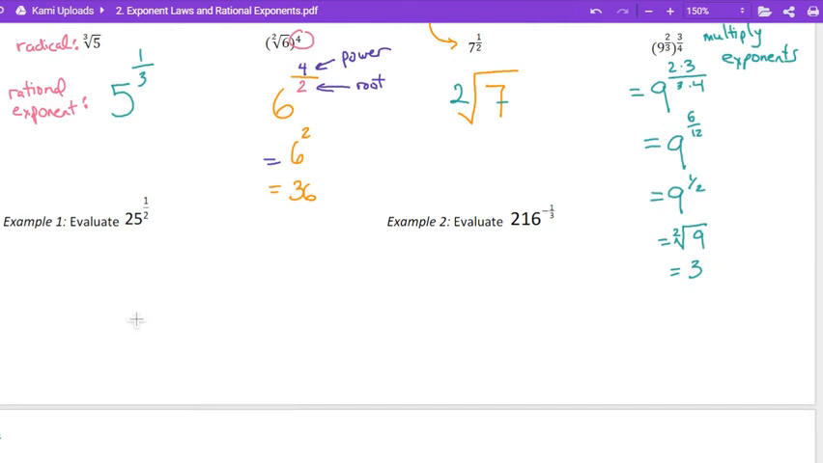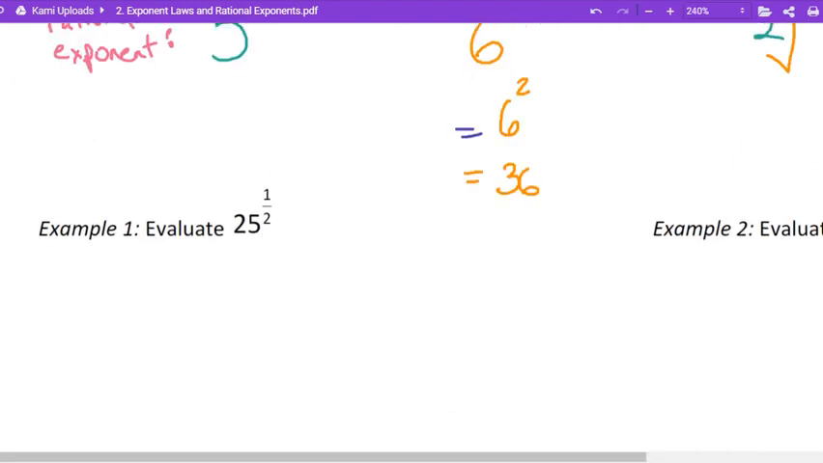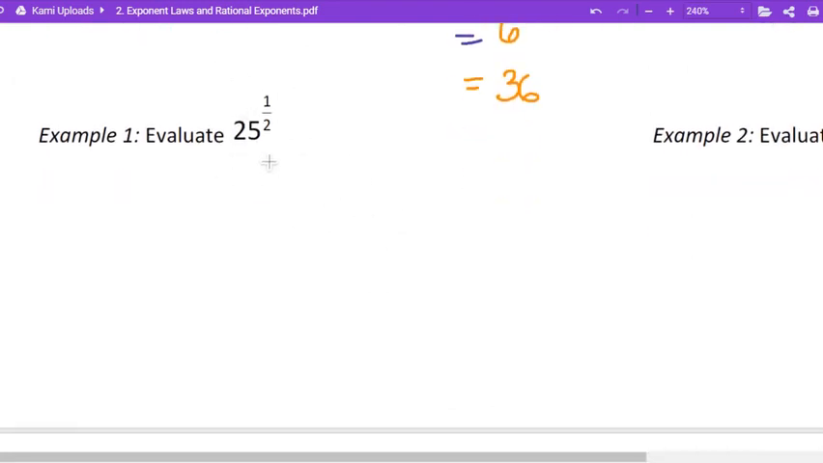Okay, we've got 2 more examples. Well, 4 more. Let's look at these first examples. So I'm asked to evaluate this expression. First of all, is this expression in rational expression form or radical form? Correct. This is rational expression. All right. And so a denominator of 2 means that the index is a 2 and the radicand is 25. So square root of 25 is equal to 5, right? 5 times 5.